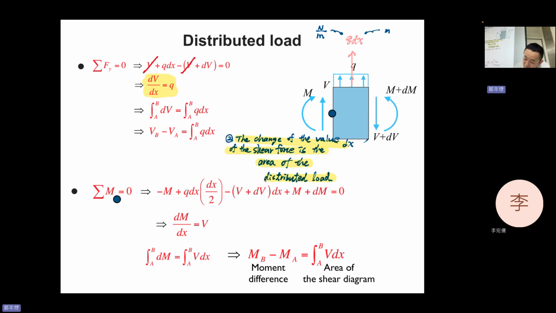So if we do the dx to the right, and then we do the integration from a to b, which is Vb minus Va, you can see the change of the value of the shear force is the area of the distributed load, because we do the integration, right? So this one should be corresponding to that one. I will write down another one later. So this one is for the second.